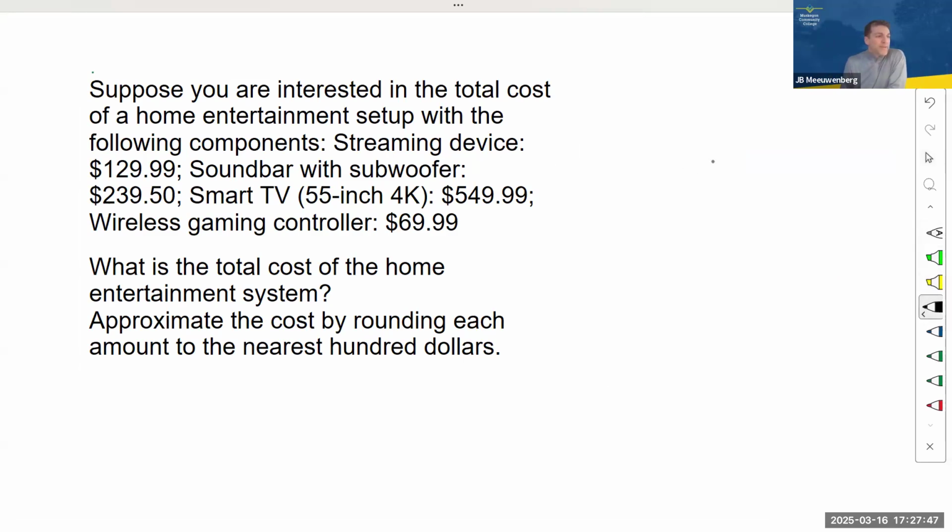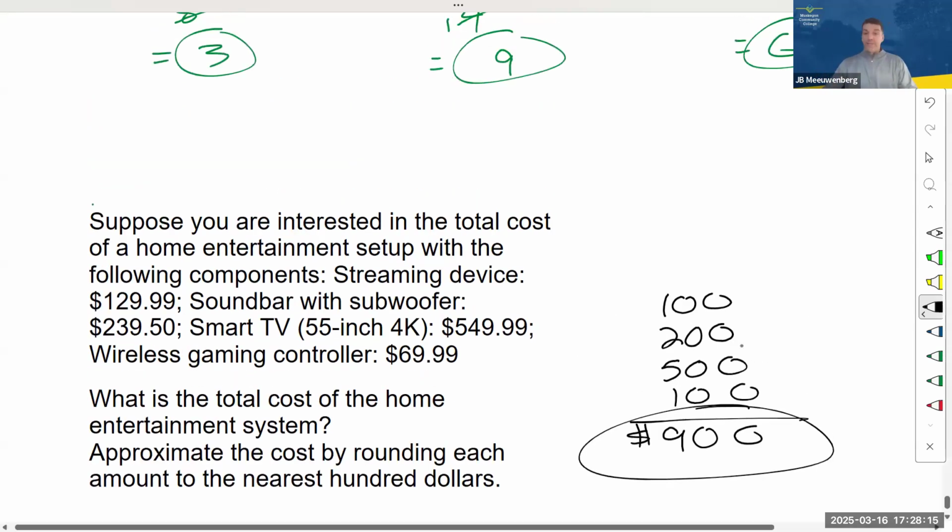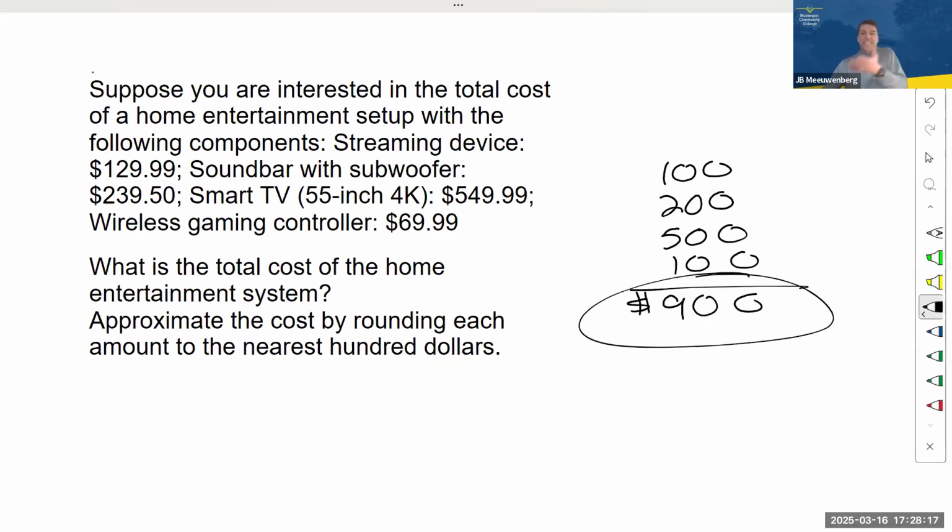So if we round them to the nearest 100, the streaming device would round to 100. The soundbar would round to 200. The TV would round to 500. The gaming controller would round to 100. When we add all those up, 3, 4, that rounds to approximately $900. So that is, again, a way to do a quick rounding to just get that approximation. Sometimes that's all we need to do to make our decision. Whether it's 900 or 1,000 may not matter. You're just trying to get an approximation.